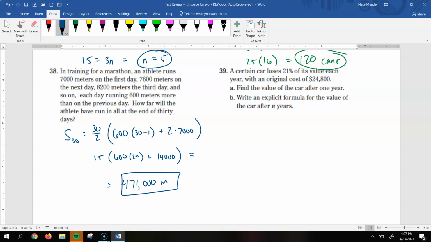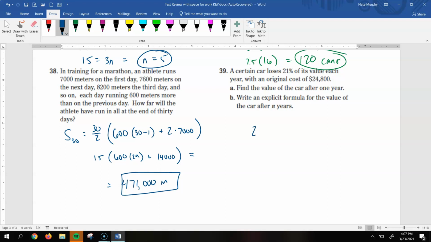All right, let's end with number 39. A certain car loses 21% of its value each year with an original cost of $24,800. Find the value of the car after 1 year, then write an explicit formula for the value of the car after n years. Okay, so it loses 21% of its value each year. So that means it keeps, if you take 100 minus 21, 79%. So it retains 79% of its value.